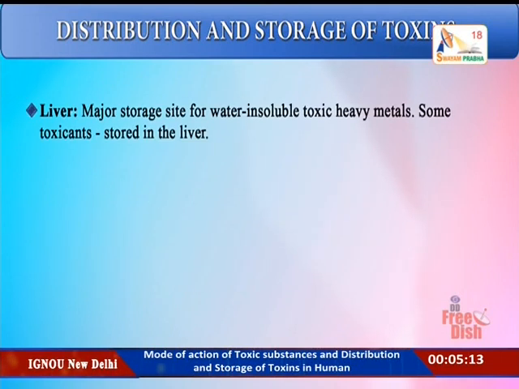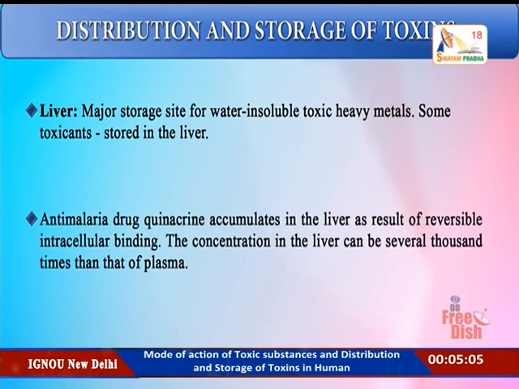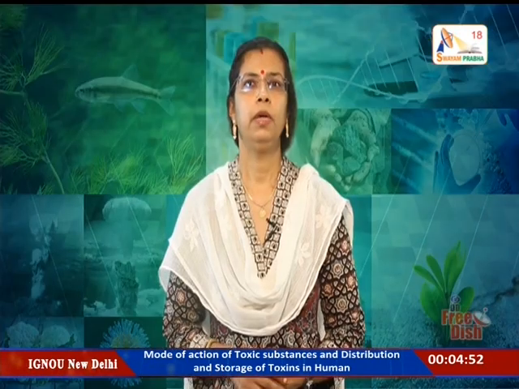So therefore liver is a major storage organ for water insoluble toxic heavy metals, and some toxicants are stored in the liver. For example, the anti-malaria drug can accumulate in the liver as a result of reversible intracellular binding, and the concentration in the liver can be several thousand times that of the plasma, which we discussed in the previous slide. In the kidney again, there are certain substances which can cause nephrotoxicity. So that was about hepatotoxicity, that is liver toxicity.